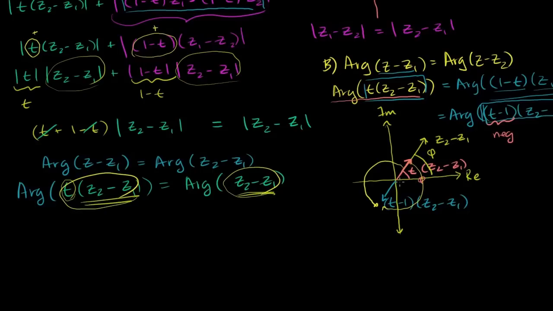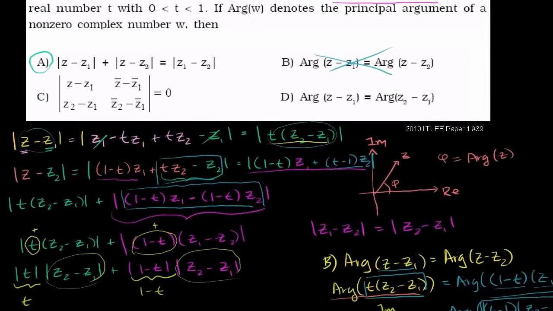This orange complex number is this right over here. This is t times (z2 minus z1). And then the green one, just to be clear, z2 minus z1, is that. They're clearly in the same direction. They clearly have the same argument. So choice D is another correct choice. Now I'm going to leave you there.